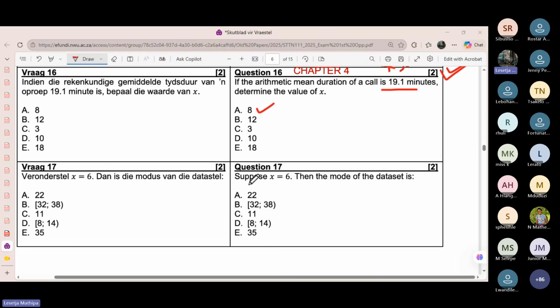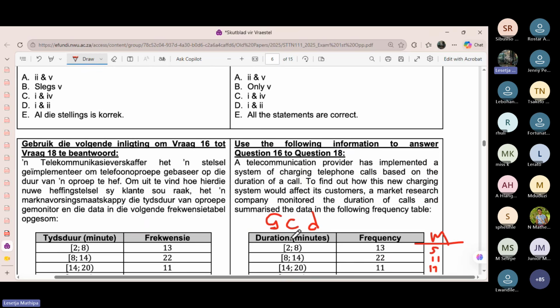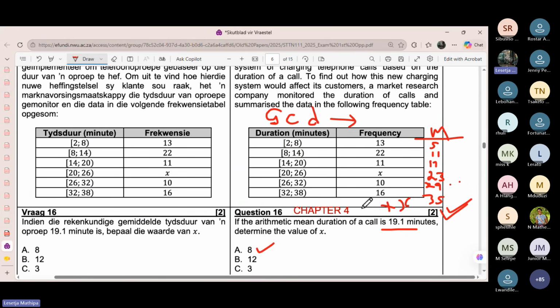All right, so any questions? All right, now let's go to question 17. It's based on chapter 4. Suppose x is equal to 6. The mode of the data set is, remember, we are dealing with grouped continuous data. So with grouped continuous data, we look at the highest frequency. The highest frequency is 22.